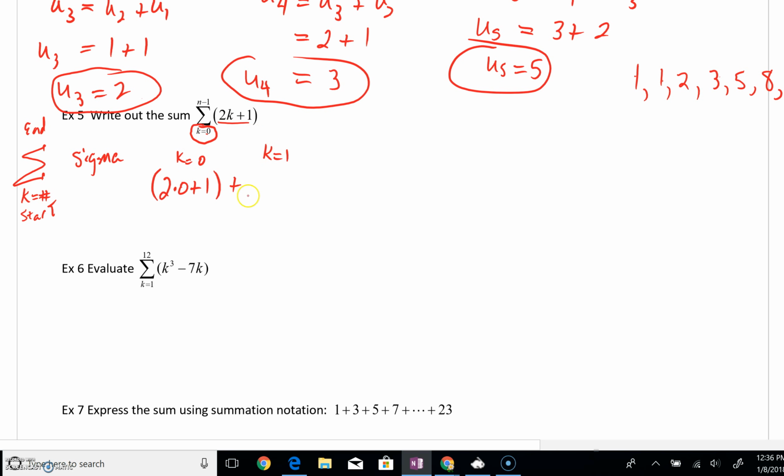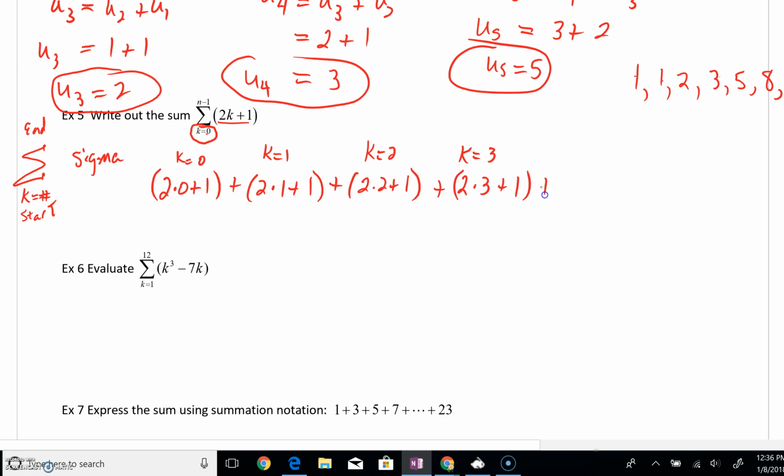Now, when k is equal to 1, we'd have 2 times 1 plus 1. And then we'd say now put in k equals 2. So we'd have 2 times 2 plus 1. And you get the idea. We'd have k equals 3. Well, that's 2 times 3 plus 1.